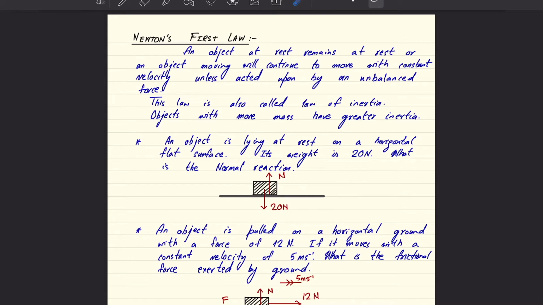In this particular video, we will be discussing two laws of Newton, Newton's first law and Newton's second law. The first law states that an object at rest would remain at rest, or an object moving would continue to move with constant velocity unless acted upon by a resultant or unbalanced force. So the first part of the law is quite easy to understand.